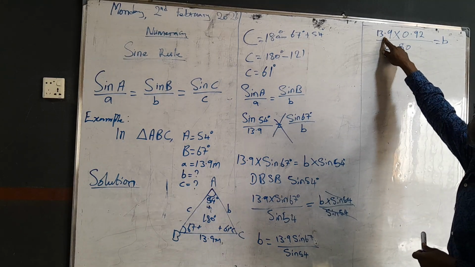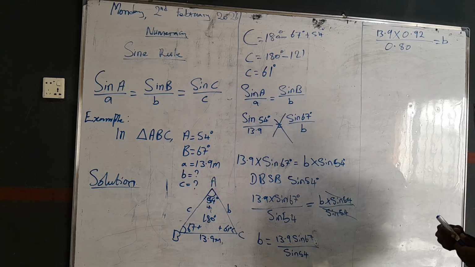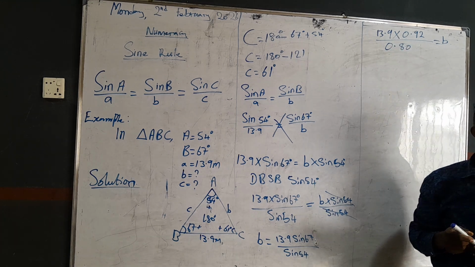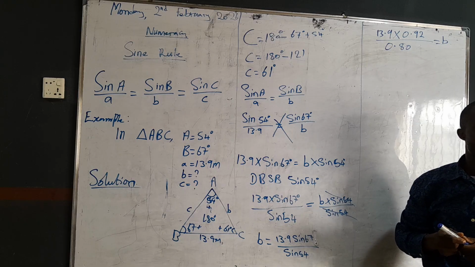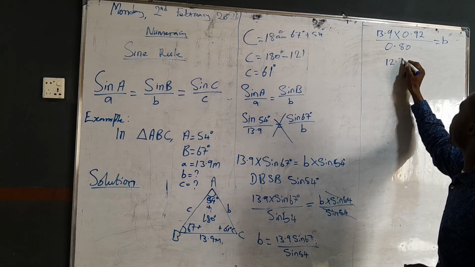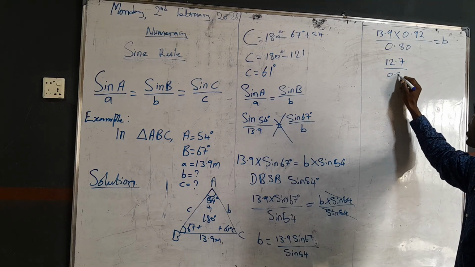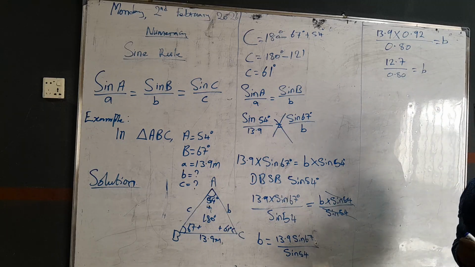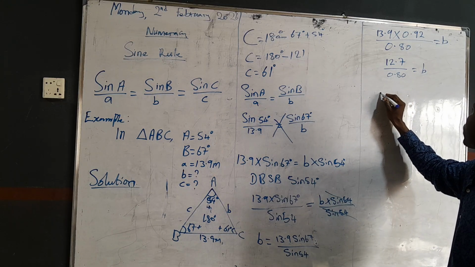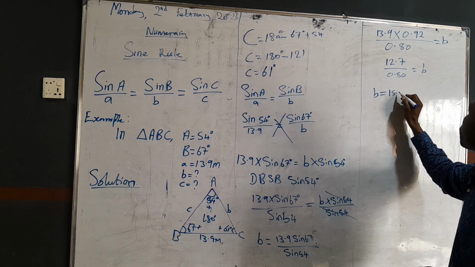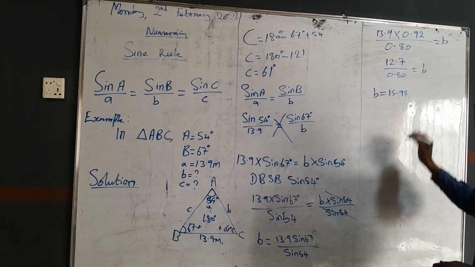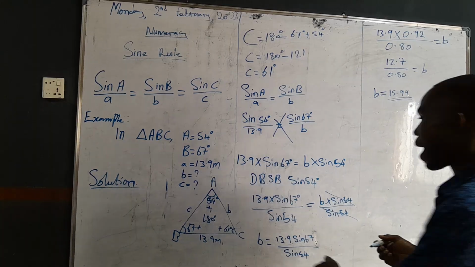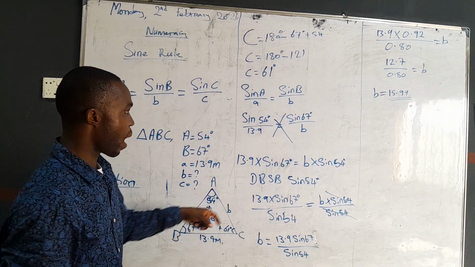So now, 13.9 times 0.92 is 12.7, divided by 0.80. So that is equal to 15.985, approximately 16. B is equal to 15.985. So this becomes our side B. Are we together? Yes. That becomes side B.